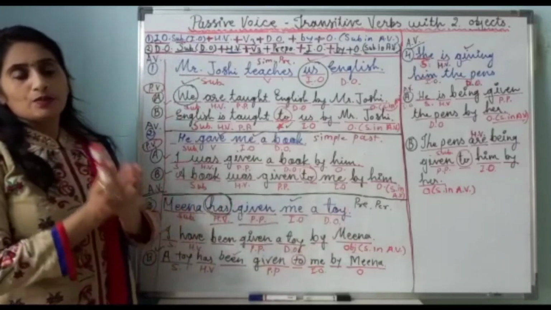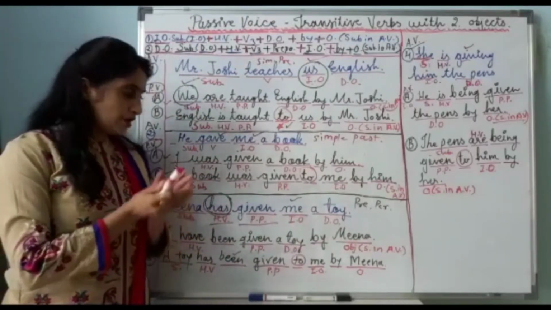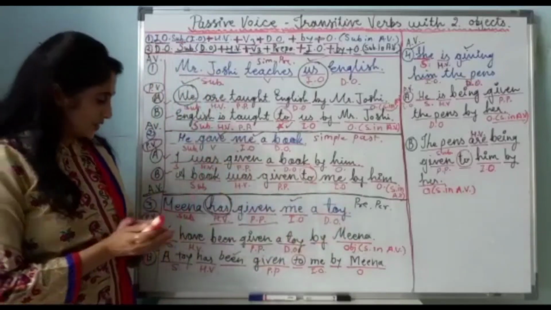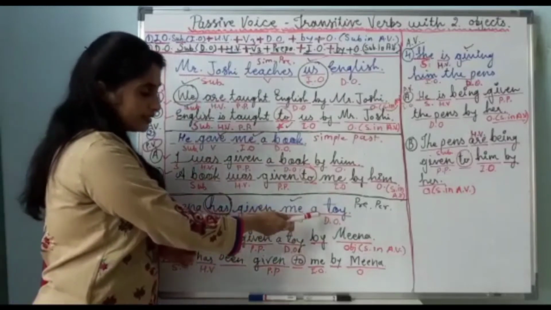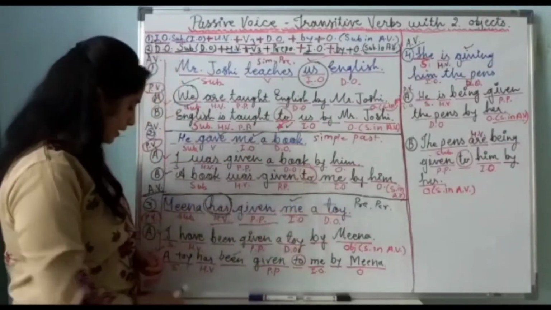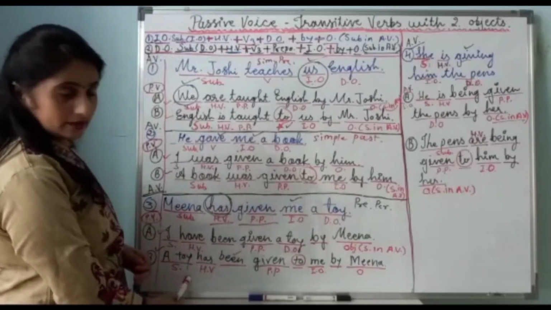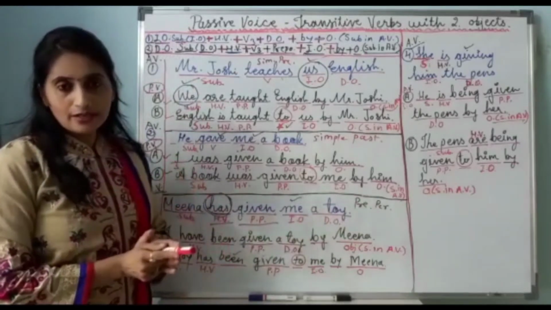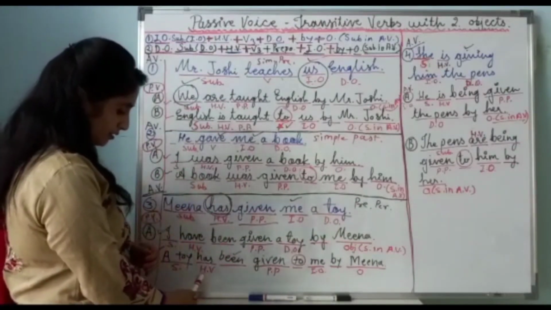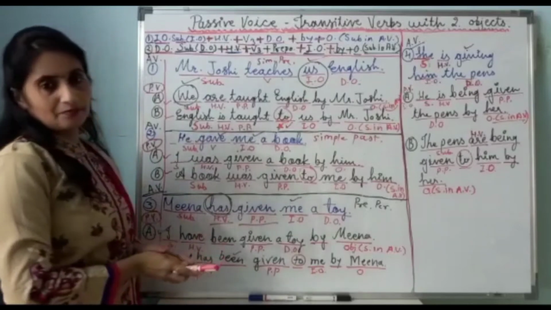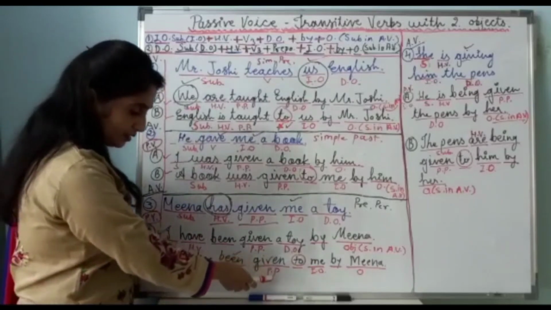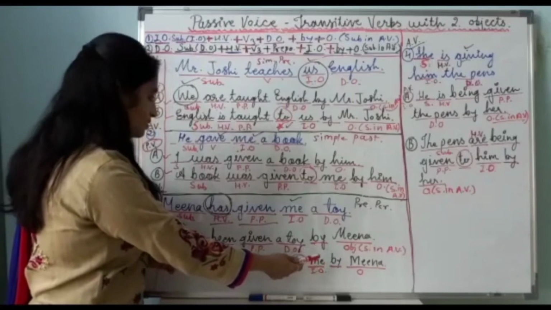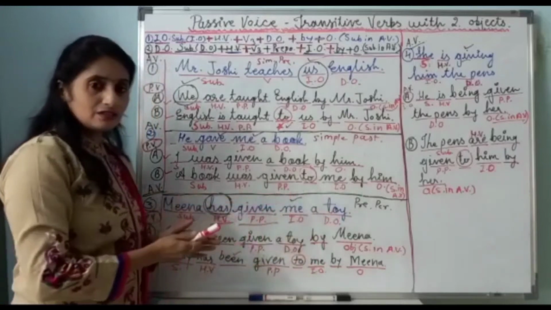So, in this way, we have to convert the sentences. Now, let us take the direct object as the subject and convert the sentence. See here. In this sentence, the direct object is a toy. It has become the subject here, a toy. Then what? The sentence is in present perfect tense. A toy is singular in number, and so the helping verb used here is has. Then what? Been. Then the past participle, that is V3. Then to whom a toy has been given.